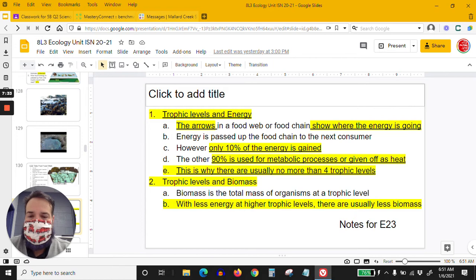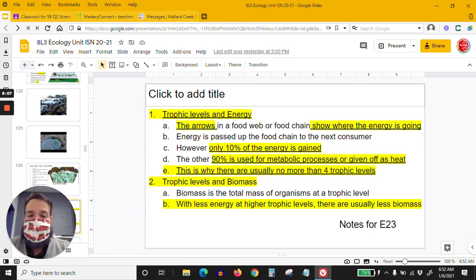So, trophic levels and energy. As we said before, the arrows show where the energy is going. So it's always going to point to the thing that is getting the energy. The only time an arrow would point at a plant is if it's pointing from the sun to the plant. I guess there might be some cases where you have a Venus flytrap, but you're usually not going to see that in a food web on a state test or a test I give you.